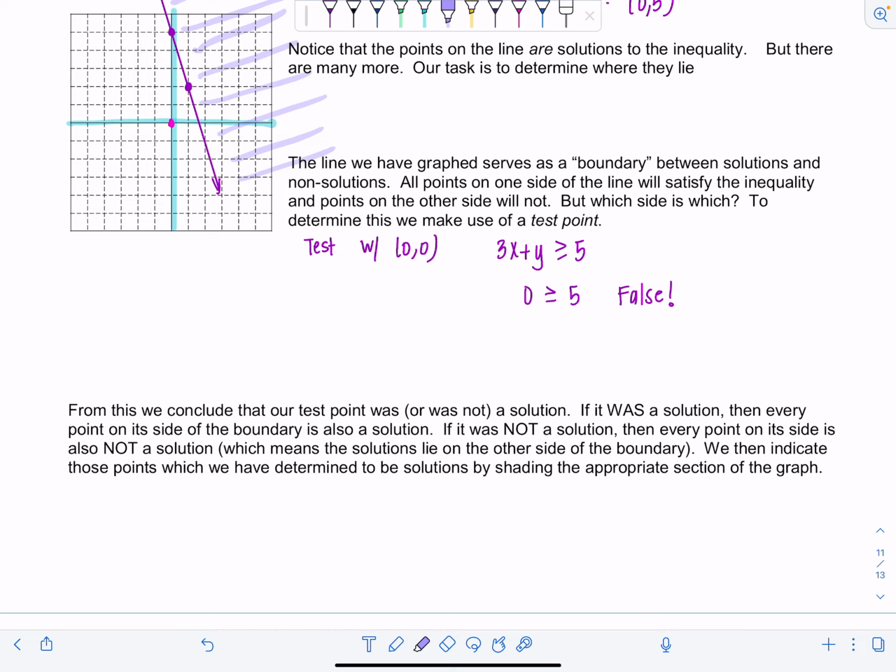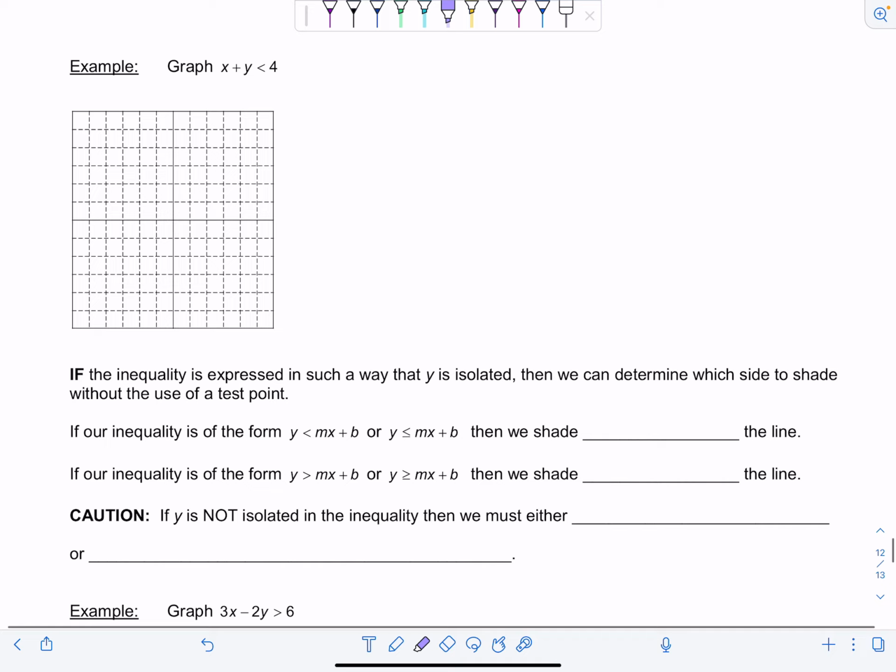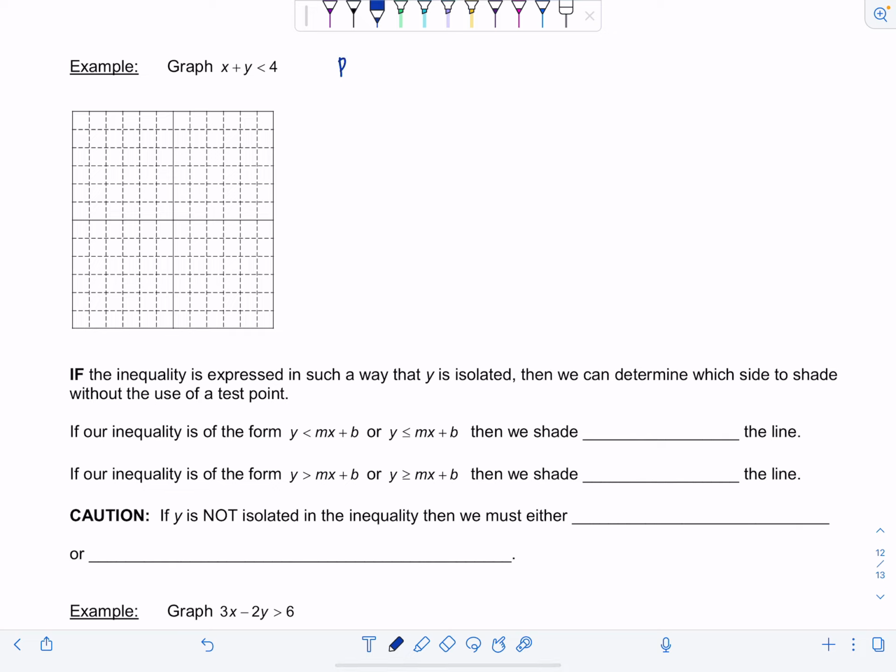All right, the other thing we're going to talk about is whether or not the boundary line is solid or dashed. I promised you that, and so the time has come to do so. We're going to graph the solution set to x plus y is less than 4. So starting off, we're going to graph the boundary. The boundary line is x plus y equals 4.